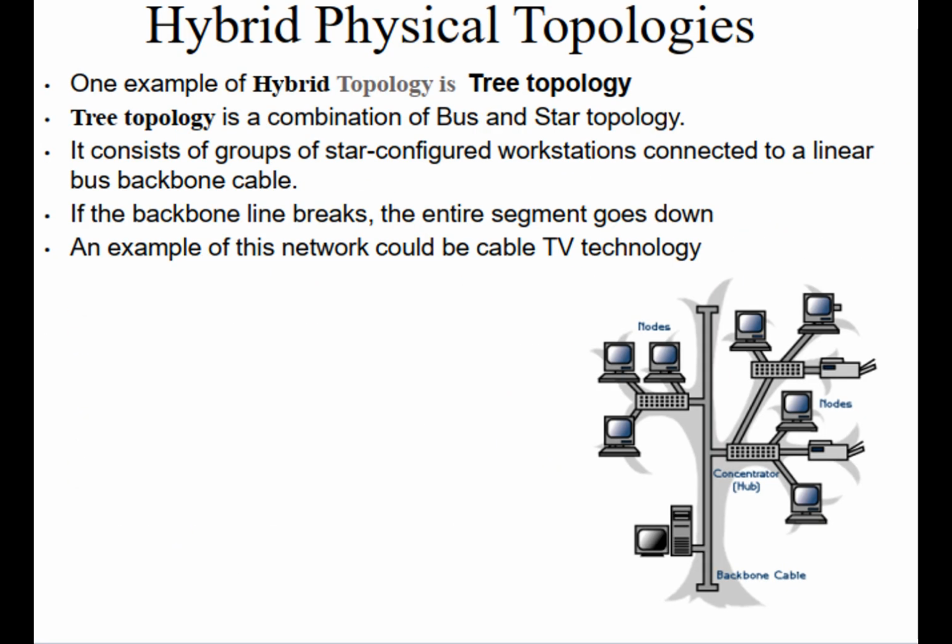Hybrid physical topologies. One example of a hybrid topology is the tree topology. Tree topology is a combination of bus and star topology. It consists of groups of star-configured workstations connected to a linear bus backbone cable. If the backbone line breaks, the entire segment goes down. An example of this network could be cable TV technology.